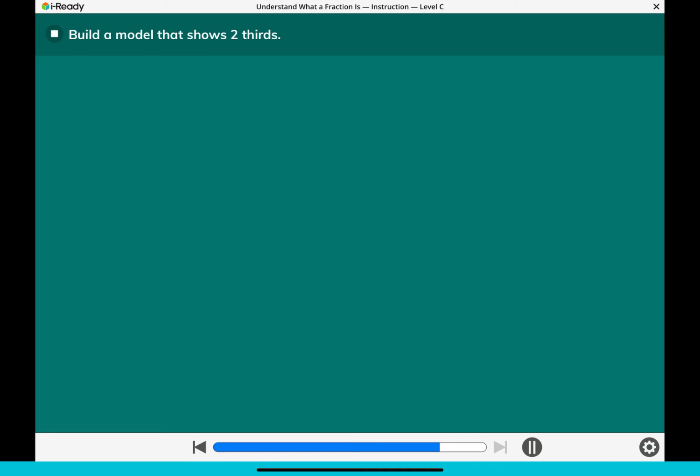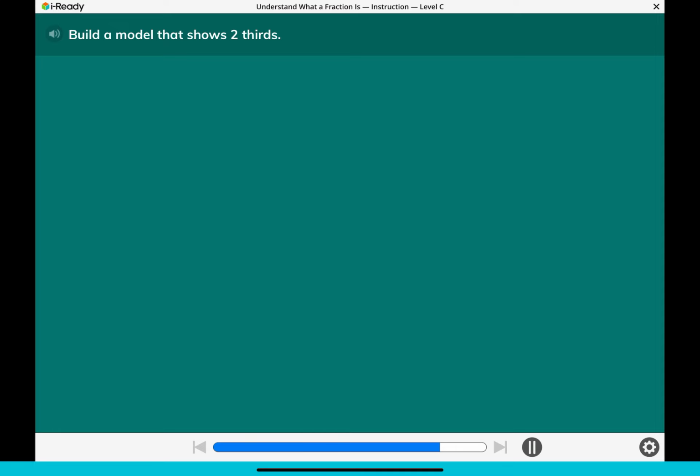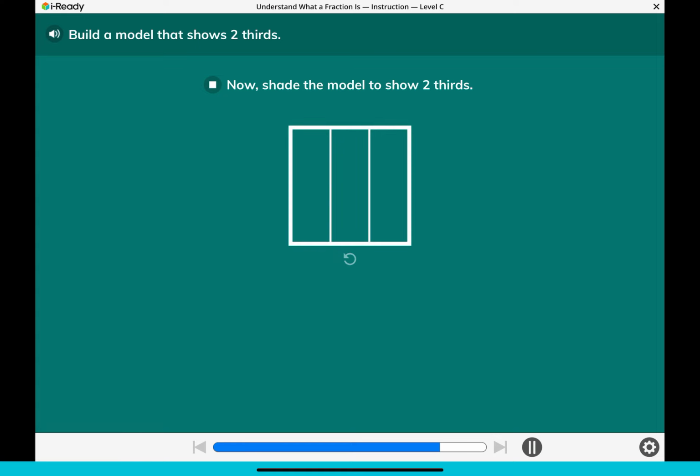Build a model that shows 2/3. First, choose the model that shows thirds. Now, shade the model to show 2/3. Great work! You built a model that shows 2/3.